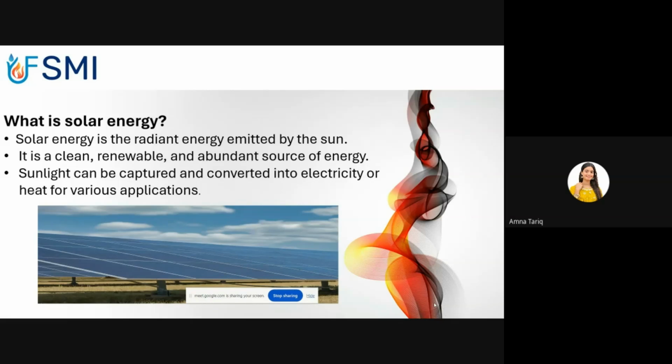Solar energy can be used as a source of thermal energy when using solar concentrators. Nowadays, solar energy is mostly used because there are many benefits we discuss next. So first, what is solar energy? Solar energy is the radiant energy emitted by the sun. It is a clean, renewable, and abundant source of energy. Sunlight can be captured and converted into electricity or heat for various applications.